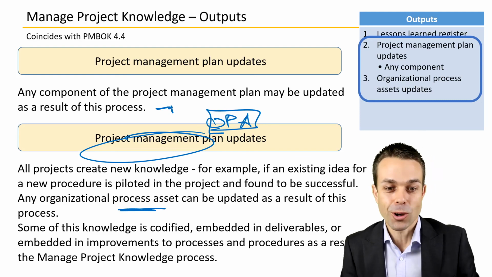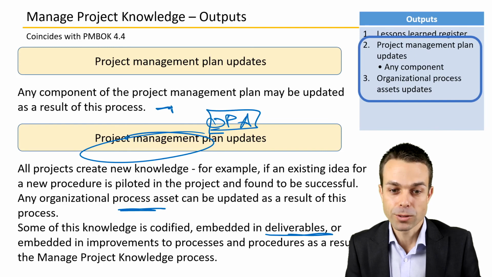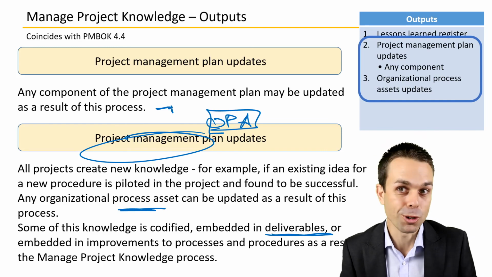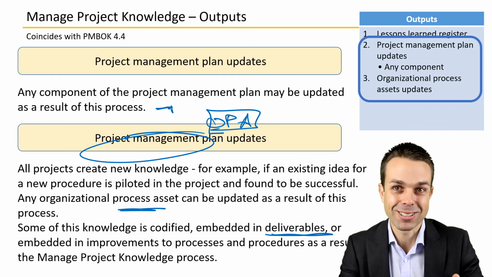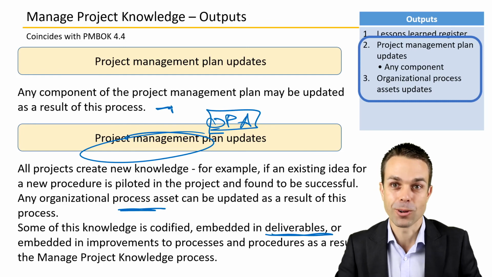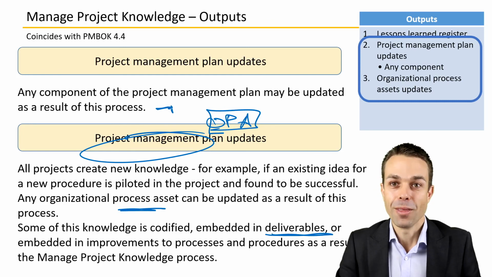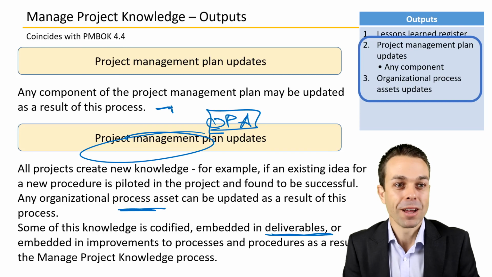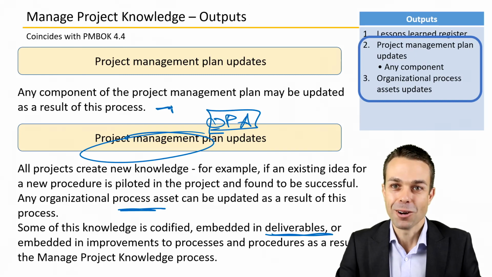Some of this knowledge is codified and embedded in the deliverables. Maybe we're delivering a new product or a new process, and that needs to go back into those lessons learned and into a new process that we're creating for a team. And those are all of the information and outputs for managed project knowledge as part of your project.